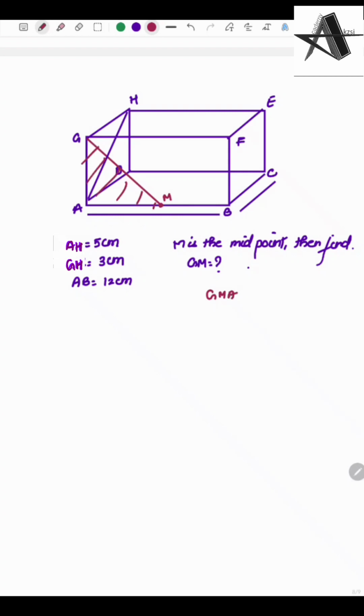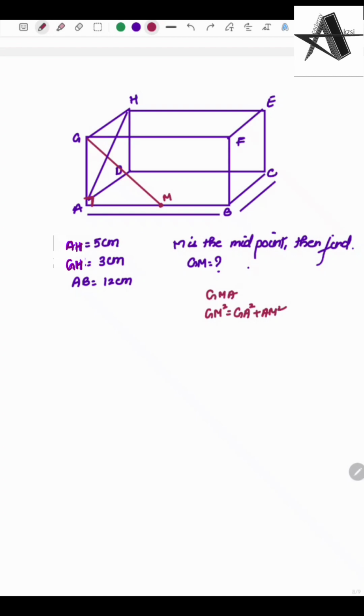This one. If I want to apply Pythagoras theorem, clearly GM is your hypotenuse, because this is 90 degrees and the side opposite to 90 degrees is your hypotenuse. So I can say GM squared is equal to GA squared plus AM squared. This should be equal to the square of the hypotenuse.